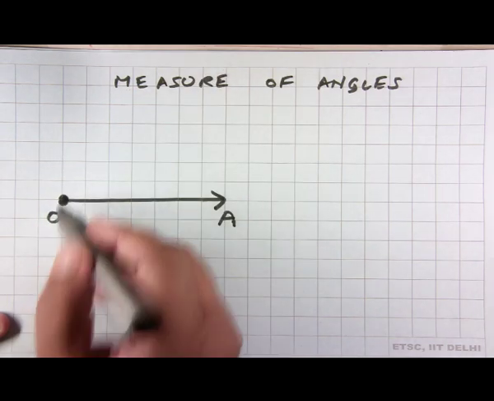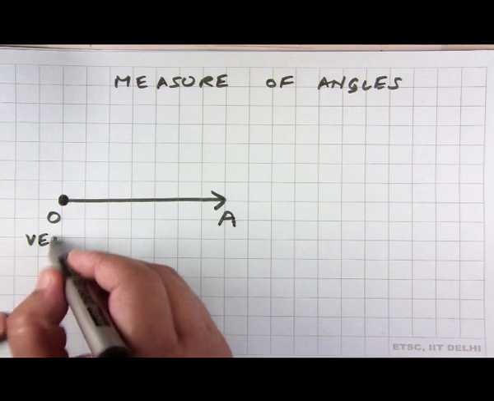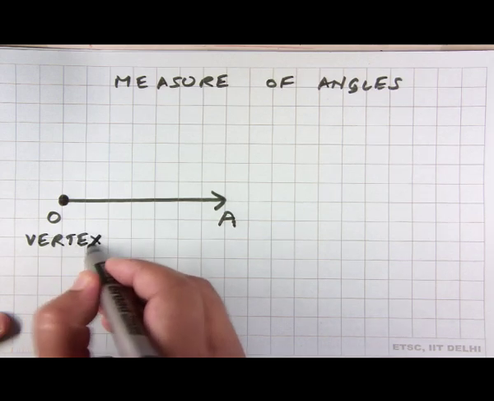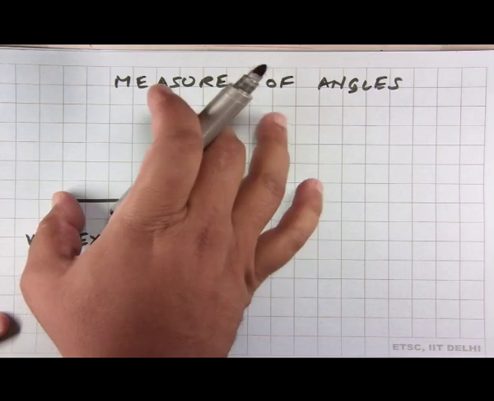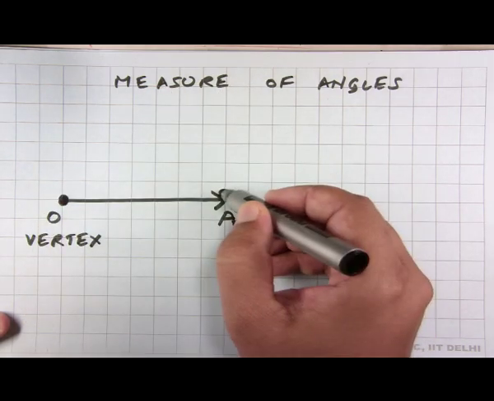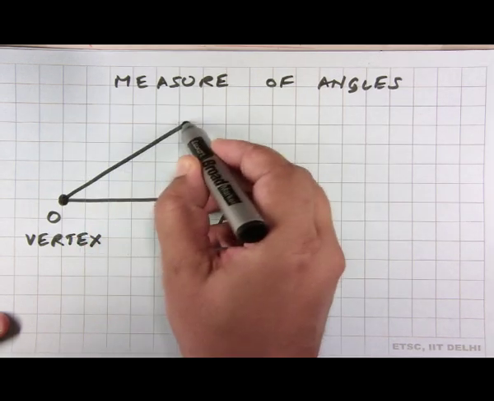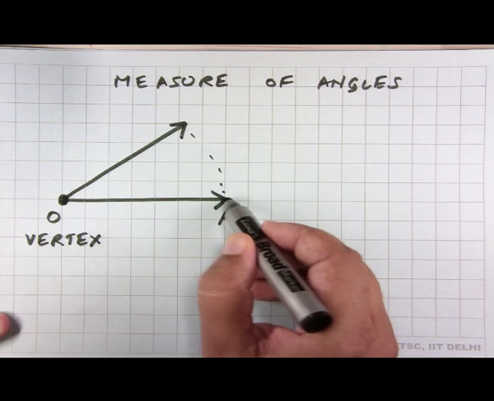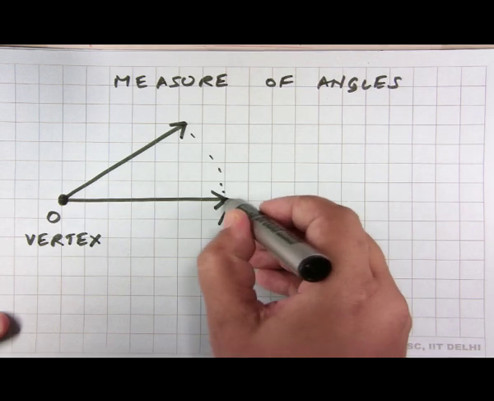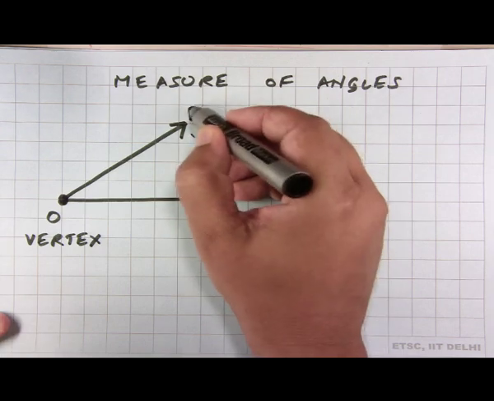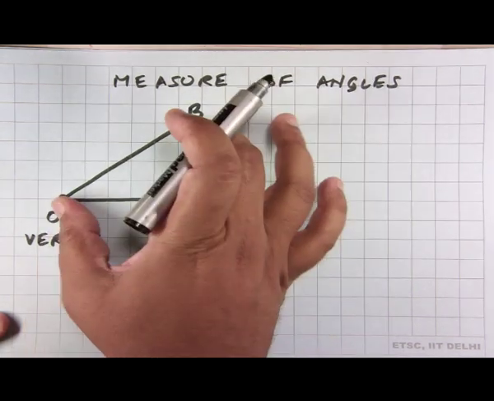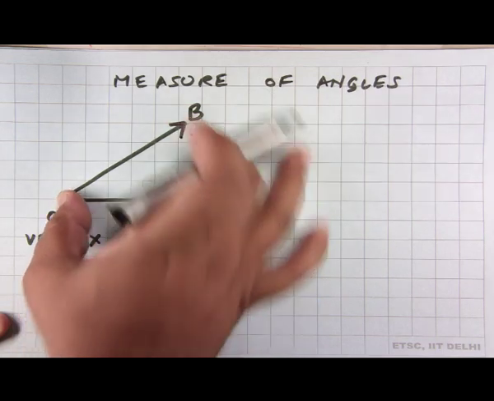So, this fixed point will be called the vertex, and suppose we move it anti-clockwise, and let us say that this tip here moves from this point A to this new point B. So, this length and this length is the same, and we just rotate it like this. Okay.